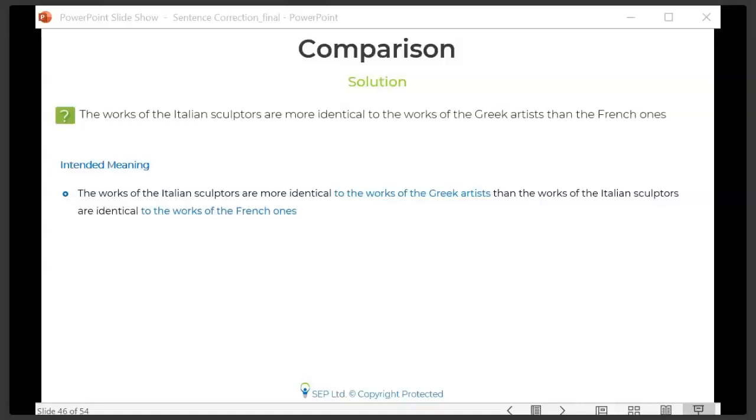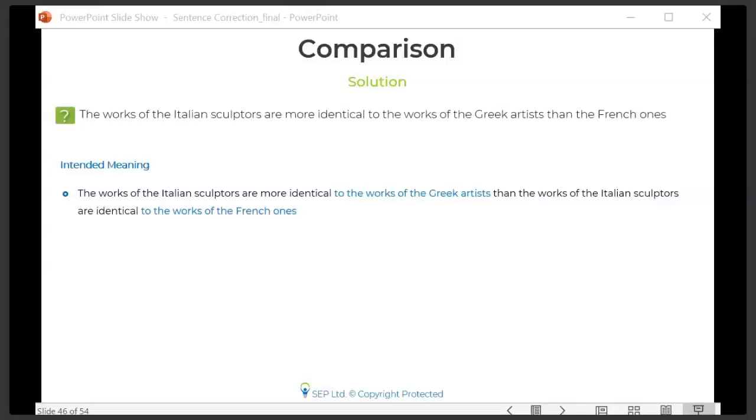See, let me read the full sentence. The works of the Italian sculptors are more identical. They are more identical to what? To the works of the Greek artists. All right. So they are more identical to a certain type of work than the French ones. So now this French ones, are we to automatically assume that ones refers to works? No, the ones could refer to artists as well. So if I expand the sentence, the works of the Italian sculptors are more identical to the works of the Greek artists than the works of the French ones. This is what the meaning should be.